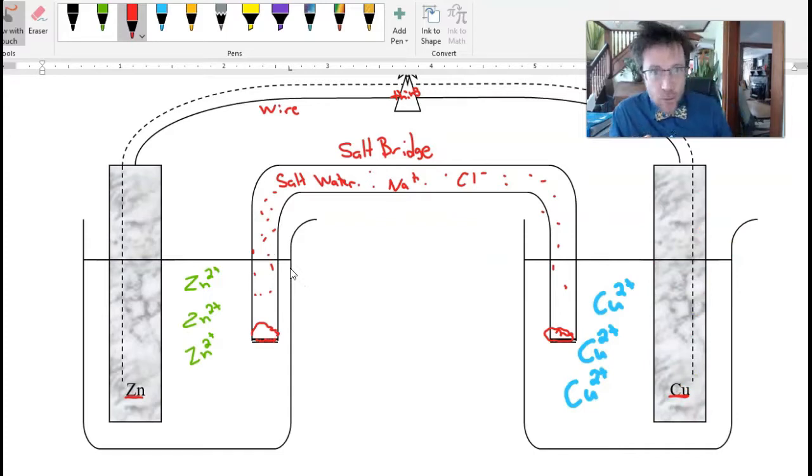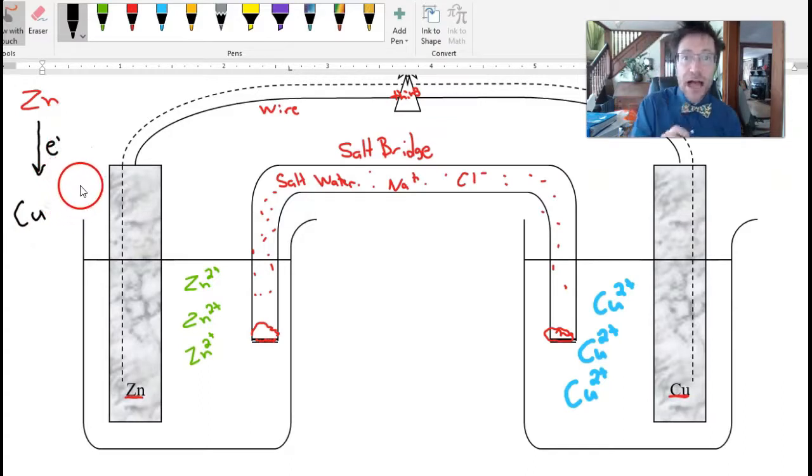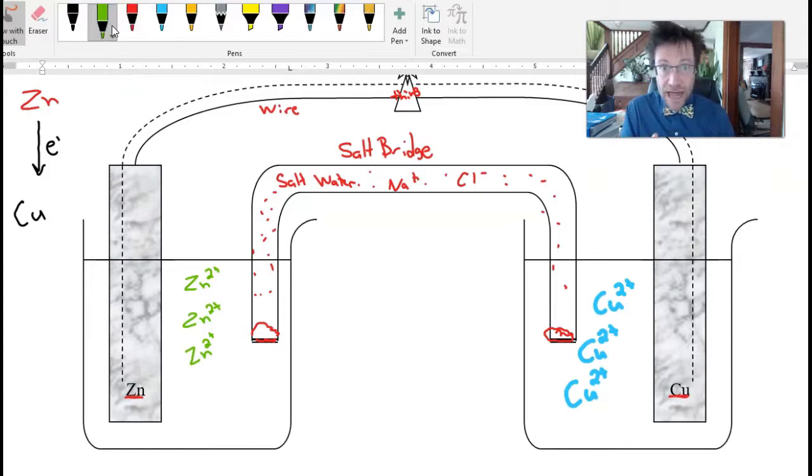We're going to go to table J and check out our metals here, right? And just like we had from before, zinc is very high, copper is very low, so the electrons are going to flow downhill. This will happen by itself. This will happen spontaneously.